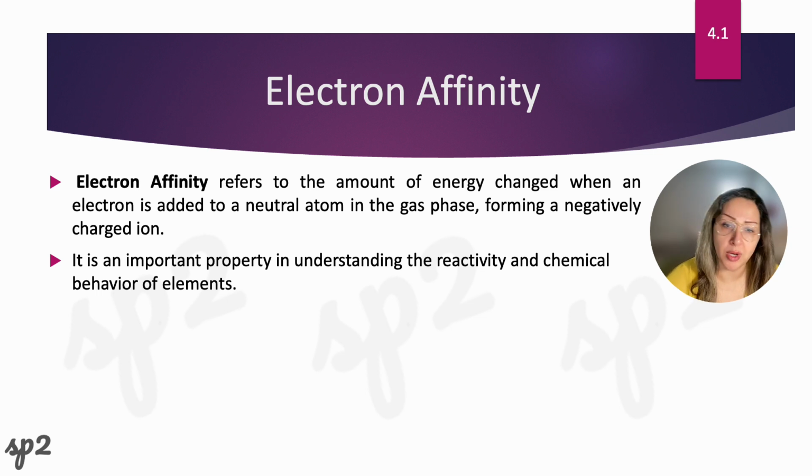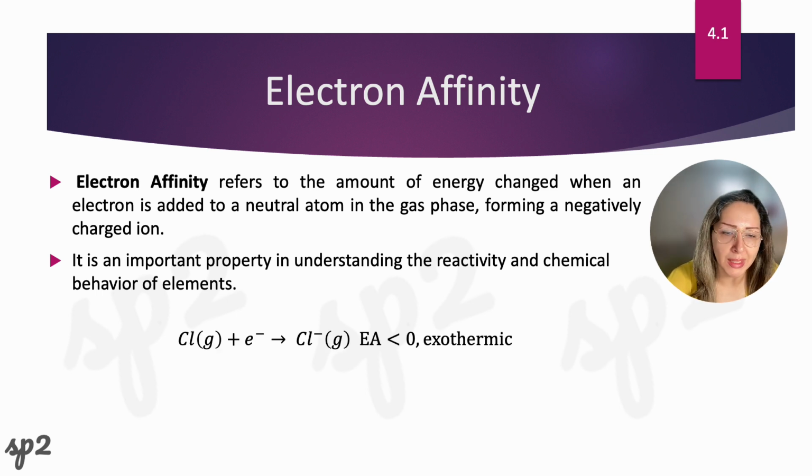It is a very important property because we can understand the reactivity and the chemical behavior of our elements, mostly for the nonmetals. For example, I can have chlorine. When you add an electron to chlorine, you turn that into chloride. This amount of energy, the EA, is our electron affinity, which is an exothermic process. That's a negative energy because we are releasing energy. You make something that is more stable, so chloride is more stable than chlorine.